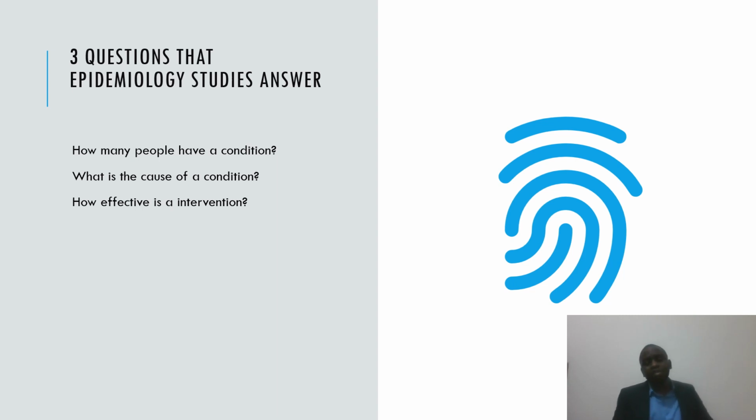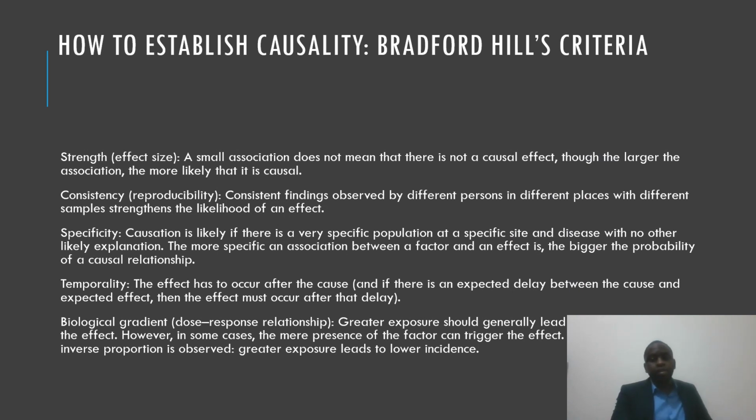Effectiveness. Whenever you are trying to compare the effectiveness of an intervention, which between malaria drug A and malaria drug B, which one is more effective? Then you are talking about randomized control trial. When you're trying to compare intervention A to intervention B, you are talking about randomized control trial. So you have to know the difference depending on how the question comes in the exams. All right, good. So these are the 3 broad categories of questions that epidemiological study designs normally answer.